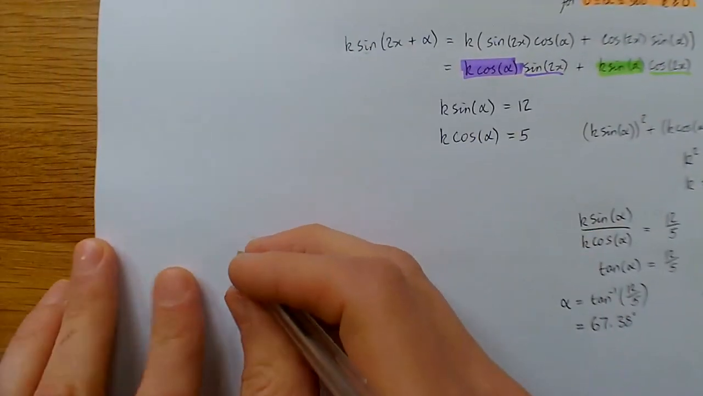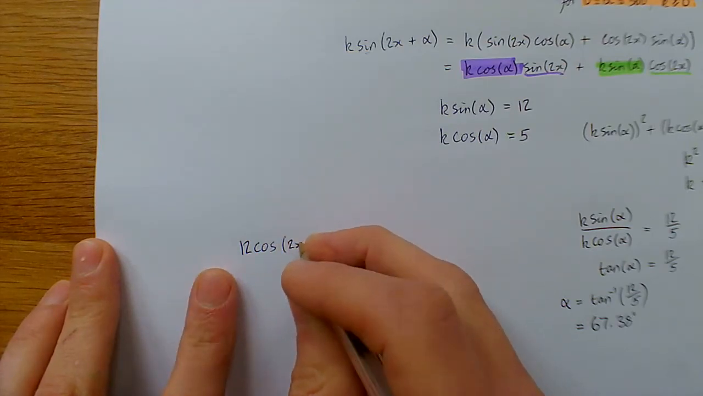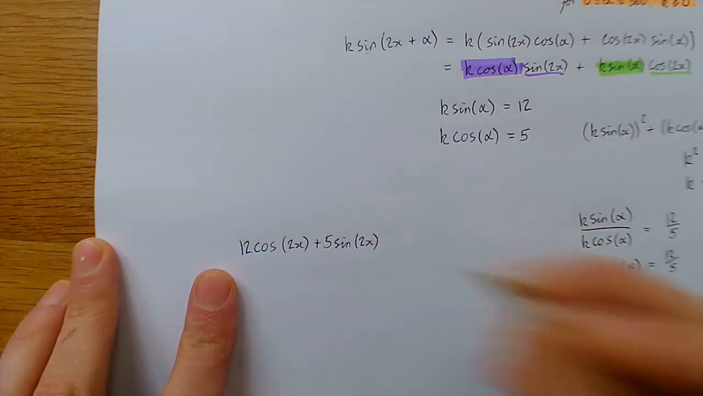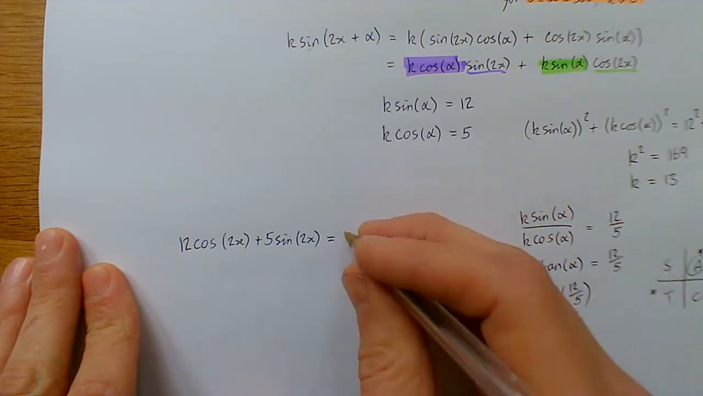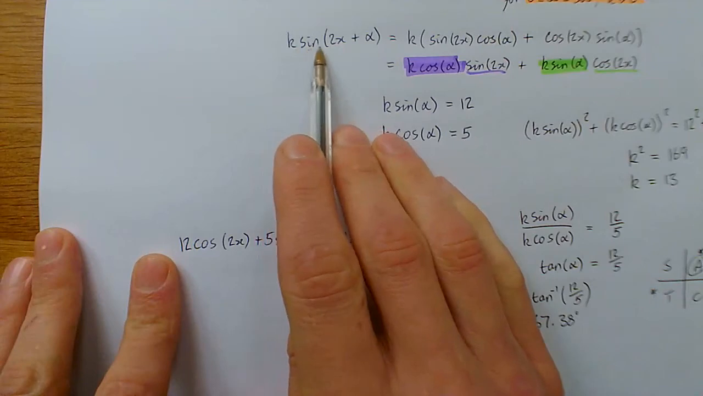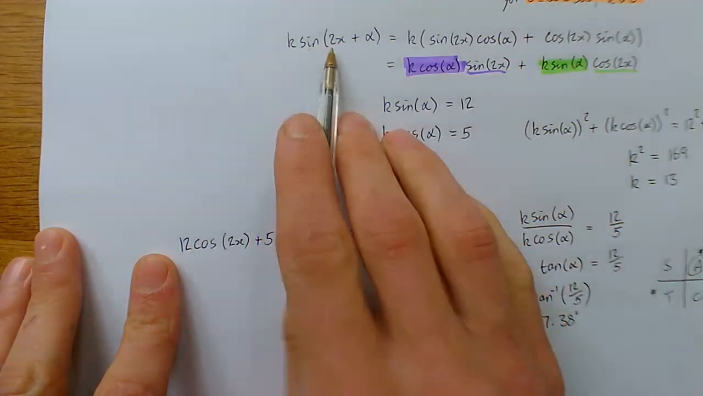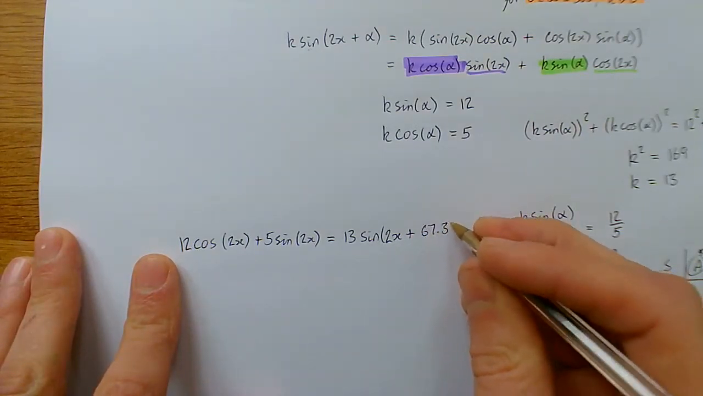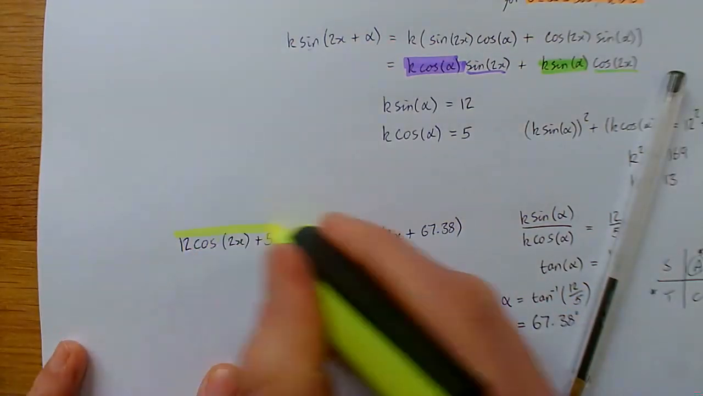So our final conclusion, putting together all the bits that we've just done, 12 cos 2x plus 5 sine 2x equals, and from what we've just done, k is 13. So we've got 13 sine, and I'm just following this form here. So I'm putting my k in front of sine. We keep the 2x there because that was in our original form, and our alpha, which is 67.38. And we're finished. We've completed what we were trying to show.